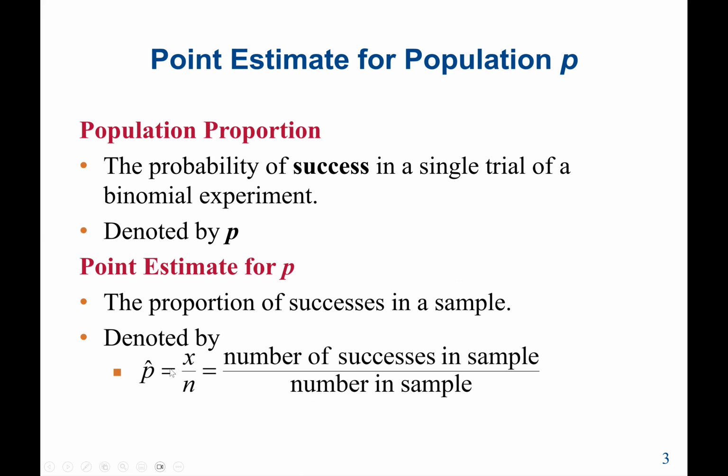So this will represent the proportion of success in a sample, because X will represent the number of successes in a sample divided by the N, which is the sample size. So always the P hat is less than 1. It's more or less finding the proportion of the number of successes in a sample size.